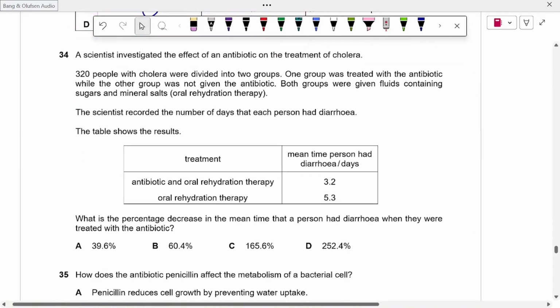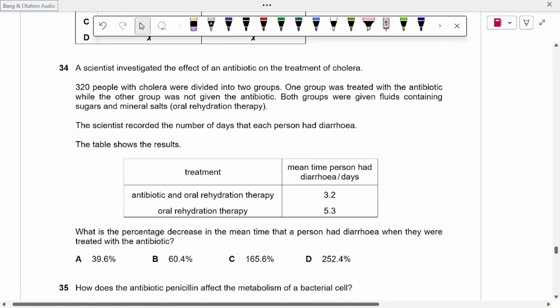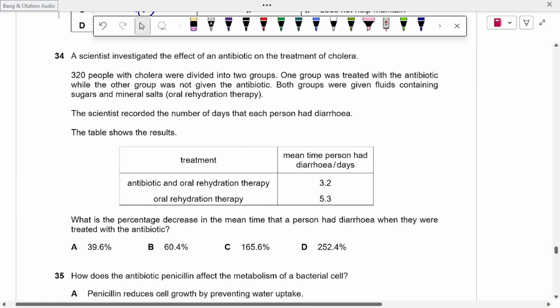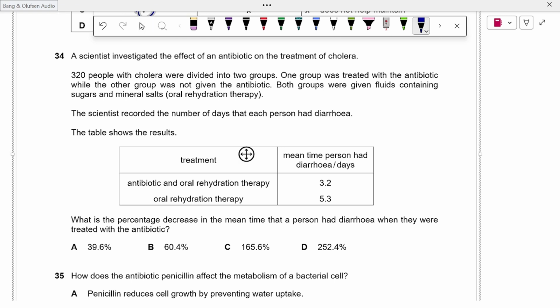ये math वाला question है. You should know the formula of percentage increase and percentage decrease. A scientist investigated the effect of an antibiotic on the treatment of cholera. 320 people were divided into two groups. One group was treated with antibiotic while the other group was not given the antibiotic. Both groups were given fluid containing sugar and mineral salt. This is your oral dehydration therapy, ORT. ये आपने पढ़ा भी होगा.